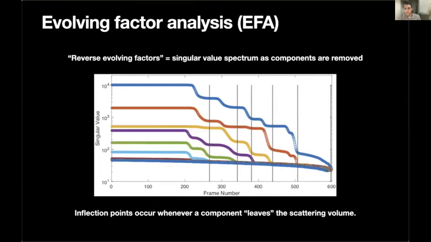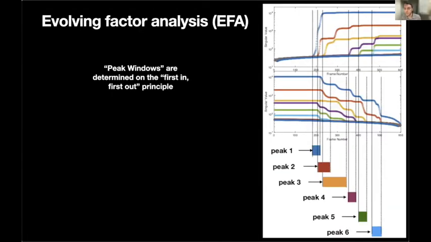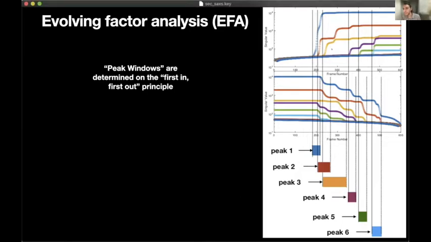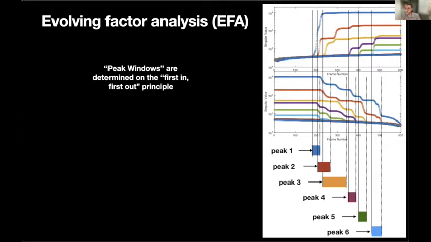You can also do the same thing as if you had done the experiment backwards in time. And what that tells you is when components leave the scattering volume. And what's cool is now we can match up these forward and reverse plots, and just match up where the inflection points meet. And because we're using SEC, size exclusion, we can use a first in, first out principle. So whatever comes in first must leave first.